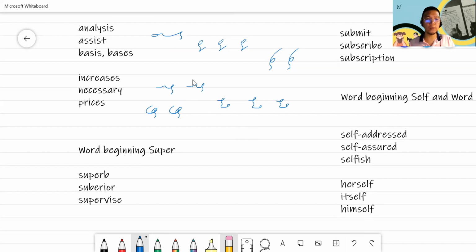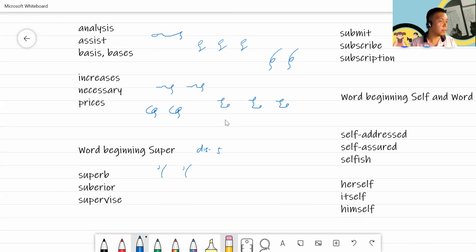So let's move on to the word beginning super. The word beginning super is represented by a disjoined S. Meaning it is not going to be combined with the succeeding symbol when we write it. So let's have the word superb. Most probably we have the disjoined right S, and then the B for superb. Super, and B for superb.